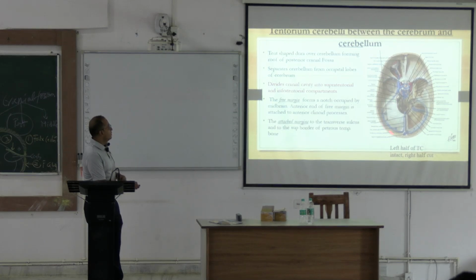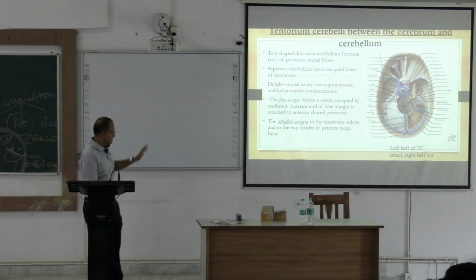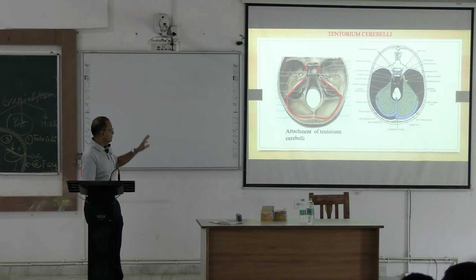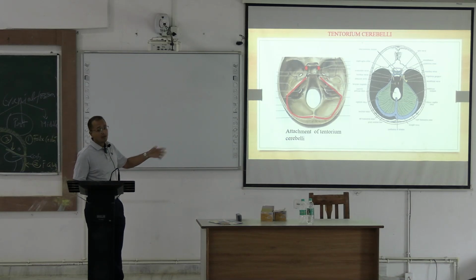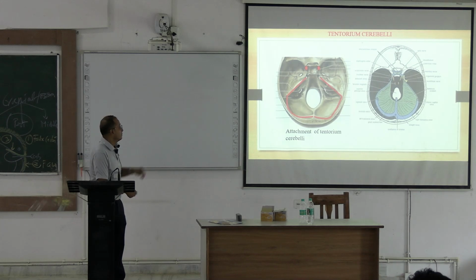Now, this meningeal fold we call the tentorium cerebelli. It looks like a tent and is present between the cerebrum, the occipital lobe, and the cerebellum, and that's why it is known as the tentorium cerebelli. Between the cerebrum and cerebellum, it splits in. This is how it is attached, and it has a free margin and an attached margin. Again, what do they hold? They hold the vascular structures, the venous dural sinuses of the brain.